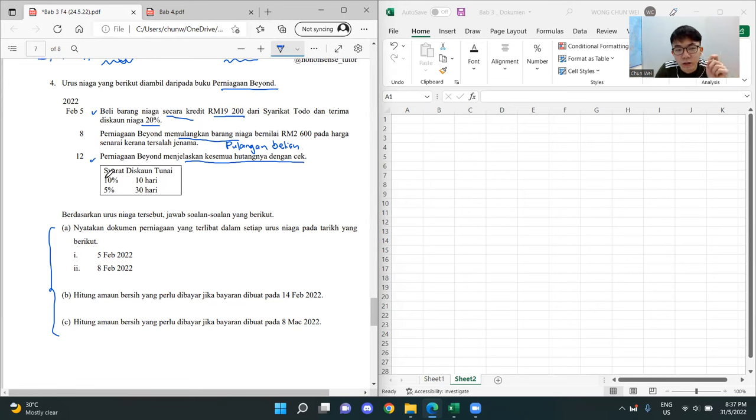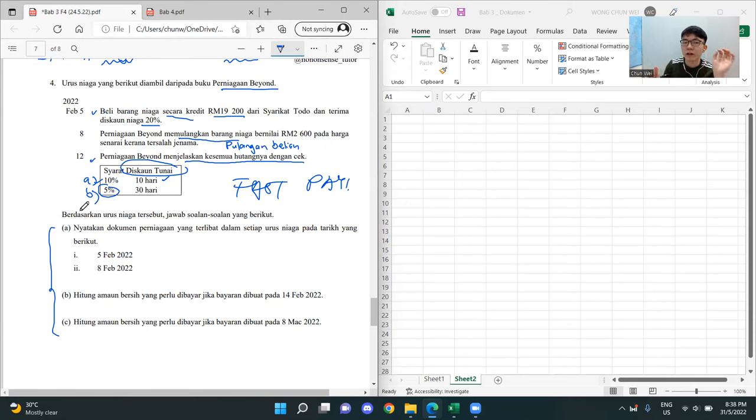And this is the syarat. If I pay the money within 10 days, then I get another 10%. Why? Because this is a discount tunai. So what is discount tunai? Discount tunai is to encourage fast payment, as I said just now. So if you pay within 10 days, 10% discount. If you pay within 30 days, 1 month, a bit late, but it's all right, as long as you pay dalam 30 hari, then you will get 5%. It's either A or B. We cannot add up.